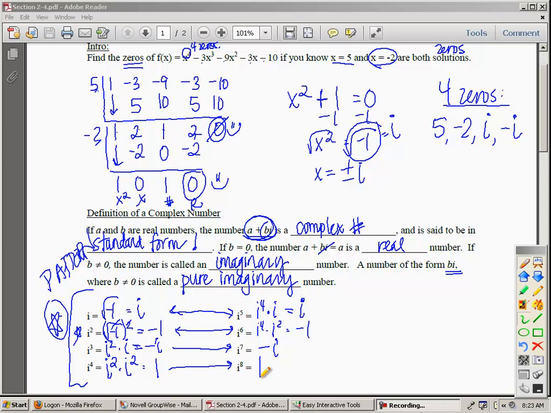Okay, and let me give you an example of something that's coming up. They might ask you what is i to the 12th power. And what I do is take this 12 and divide it by 4 because the pattern repeats every 4. And you end up getting a 3. And so what you do is you look then at the third number, which is a -i. My answer is -i. So if you end up with a 1, then your answer would be i.